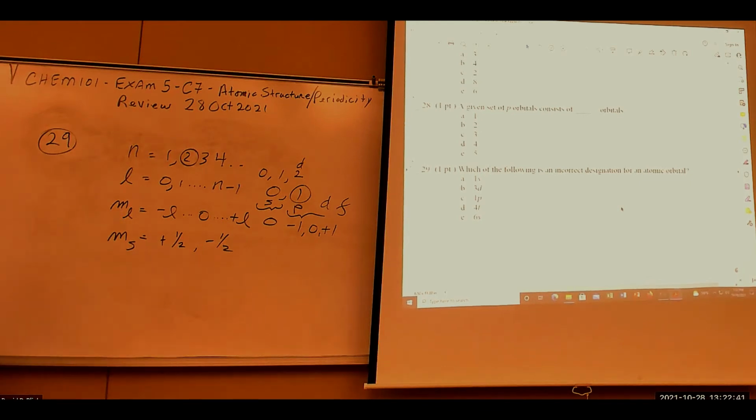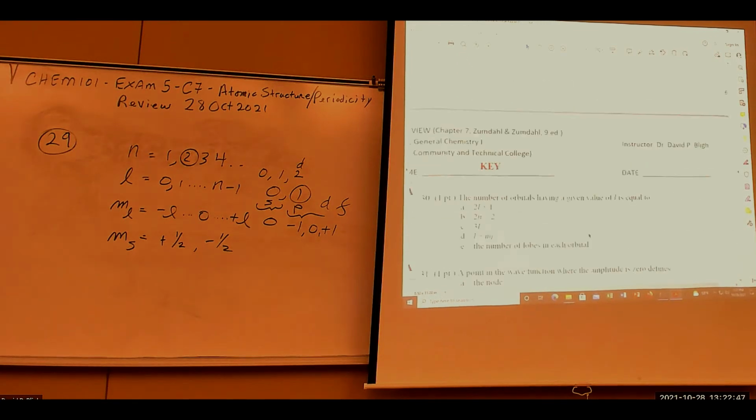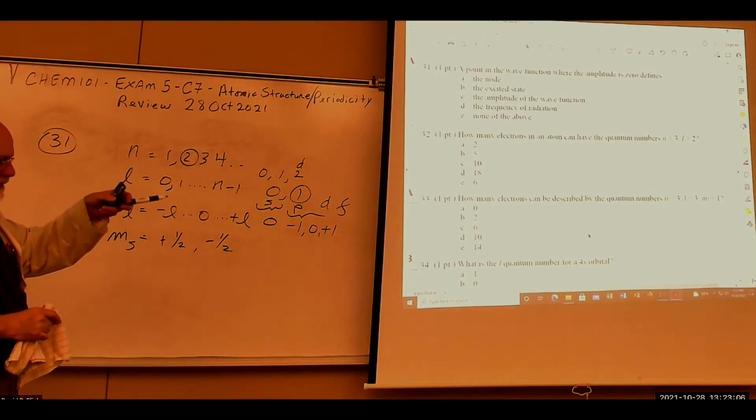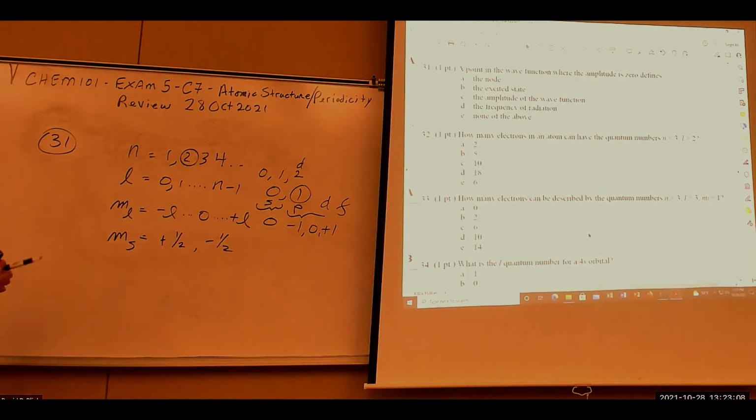Okay, that was 29, 31, 2, 3, and 4. If I move too fast, stop me. 31. Okay, a point in the wave function, let's see. I'm going to leave that there because it looks like some of the future ones are going to need that.